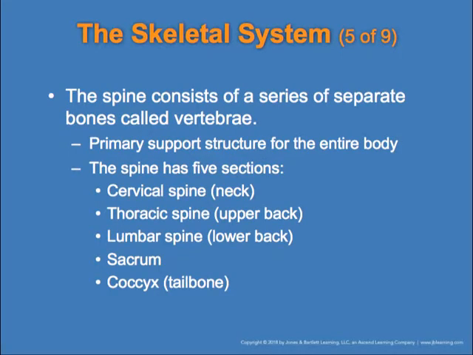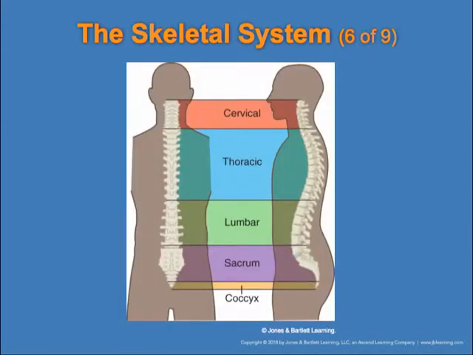The spine consists of a series of separate bones called the vertebrae, the primary support structure for the entire body. The spine has 5 sections: the cervical spine, the thoracic spine, the lumbar spine, the sacrum, and the coccyx. And this is just an example of how that lays out as you move from the top to the bottom of the spine by sections.